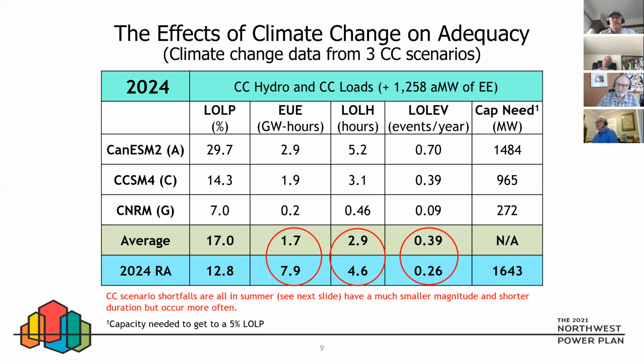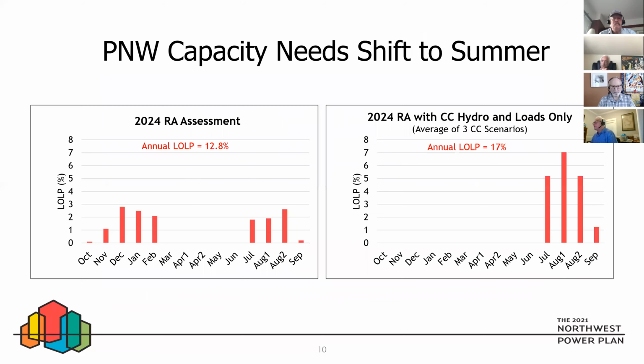But an interesting thing is that the magnitude of the problems, which is under EUE, is much smaller with climate change when you use the climate change data, and the duration is shorter. That's under the LOLH. However, they happen more frequently. You'll see that the loss of load events is quite a bit higher. That's LOLEV at 0.39 instead of 0.26. But the important message is that the LOLP is a little bit higher overall, but it's roughly in the same range. What's really of interest is the shift.